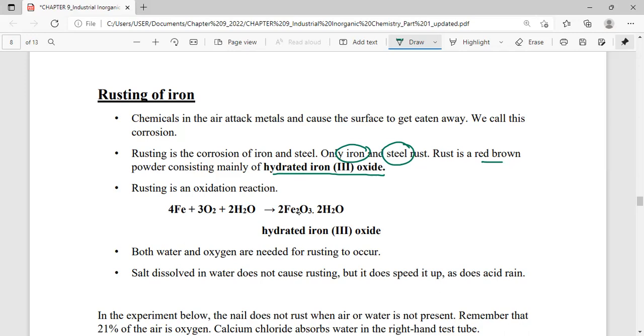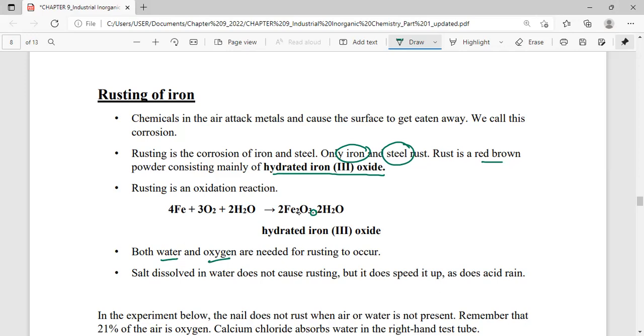And this part that you see here is not an addition or subtraction, it's a dot. Okay, it's a dot. It means that the water molecules are coming together with the iron oxide molecule. So this is hydrated iron(III) oxide.